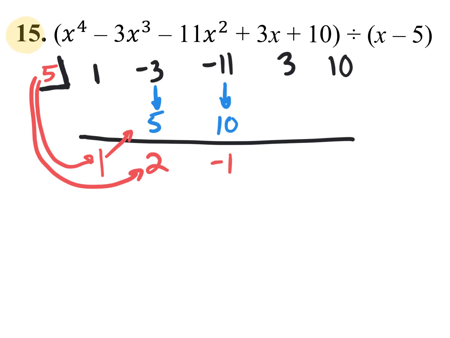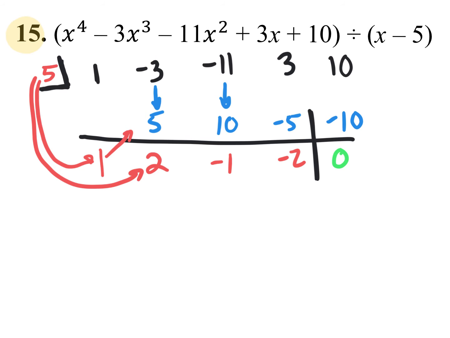Now, you know what? Instead of me drawing the arrows, I'm just going to use my red dot here. 5 times negative 1, negative 5. As you go down, you combine. 3 and negative 5, negative 2. As you go up, you multiply. 5 times negative 2, negative 10. And line right here, remainder is 0.